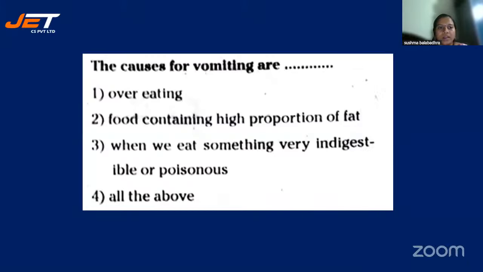And here, the causes for vomiting: overeating, food containing a high proportion of fat, when we eat something very indigestible or poisonous, or all the above. What is the correct answer, Nana? The cause of vomiting is overeating, or eating food containing a high proportion of fat, and when we eat something very indigestible, and all the above. What is the correct answer?